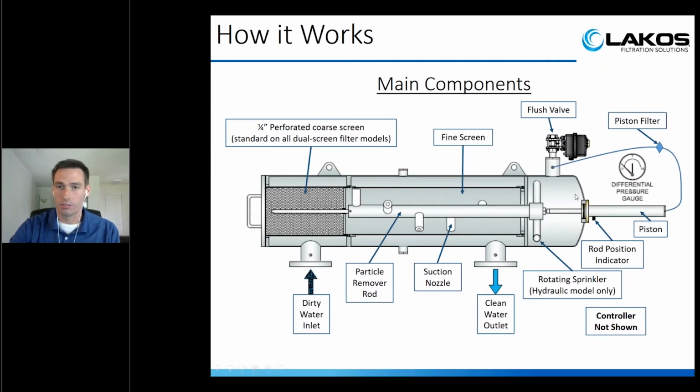The hydraulic models will have this rotating sprinkler. The electric low pressure models will not. Instead, it'll have a motor mounted over here on the side to help rotate this internal particle remover rod, which is what this is right here. These are all the suction nozzles. There will be multiple depending on the size of the screen. This one shows 5, but there can be more. Dirty water inlets, clean water outlet. So this is just a general overview of all the main components. Each screen filter will have its own controller. It's not shown here, but just note that there's also a controller involved.